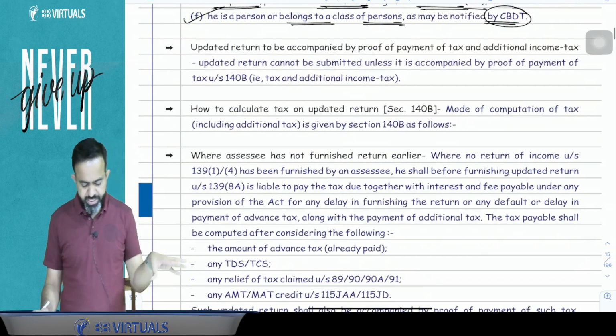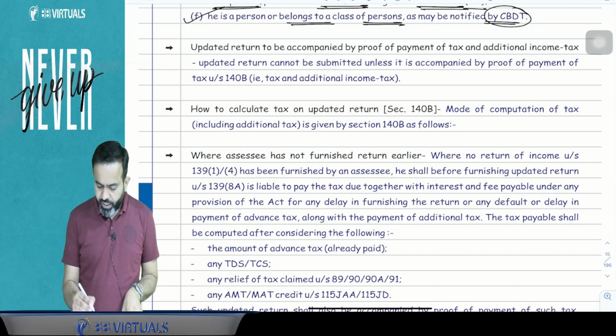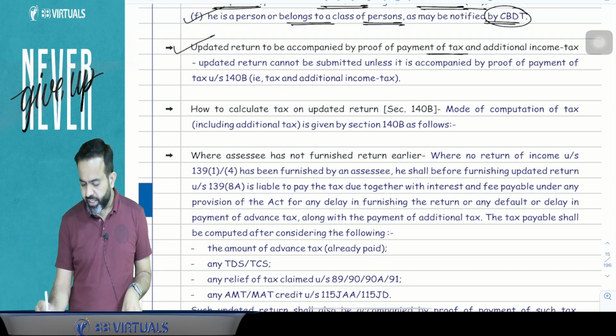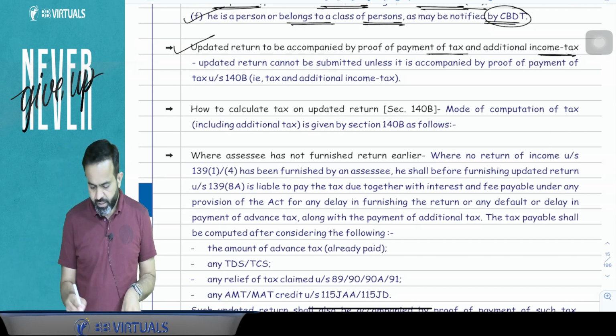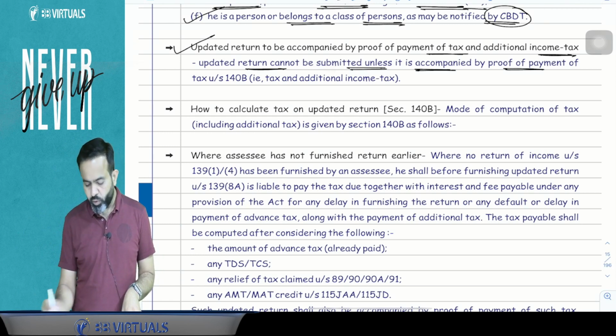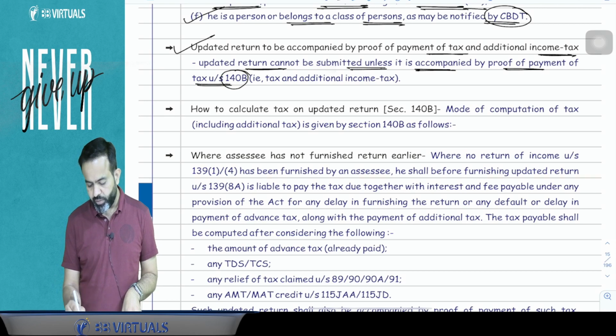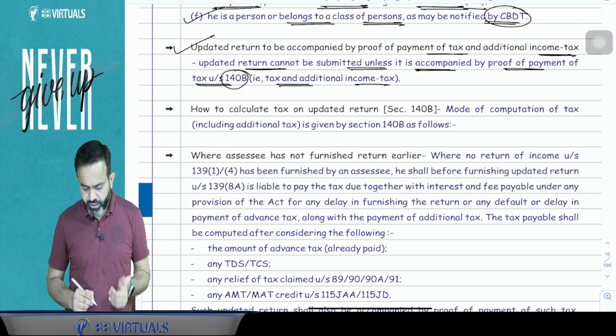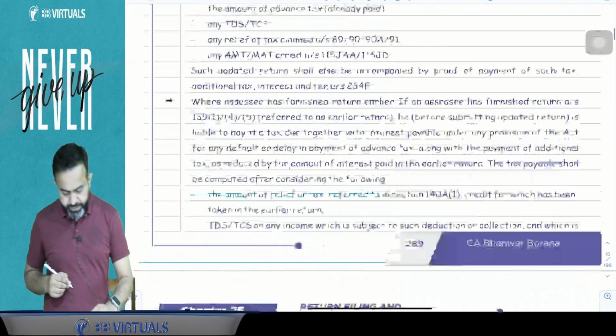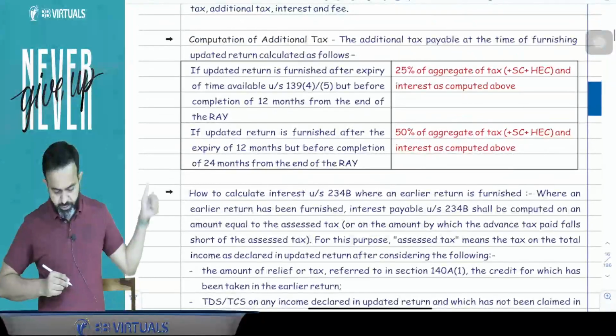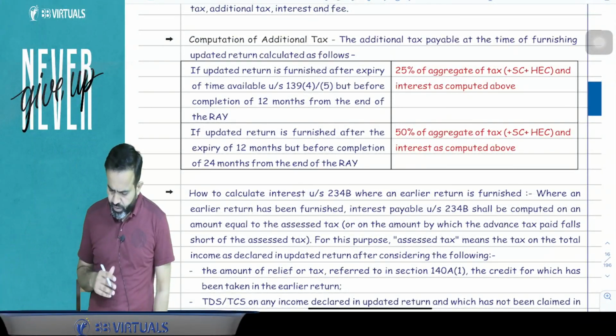Now guys, next point, the updated return has to be accompanied by proof of payment of tax as well as additional income tax. The updated return cannot be submitted unless it is accompanied by the proof of payment of the tax under section 140B, that is tax and the additional tax. Now directly check that additional tax point that is given on the next page. So pay attention. Computation of additional tax. So what is the additional tax?